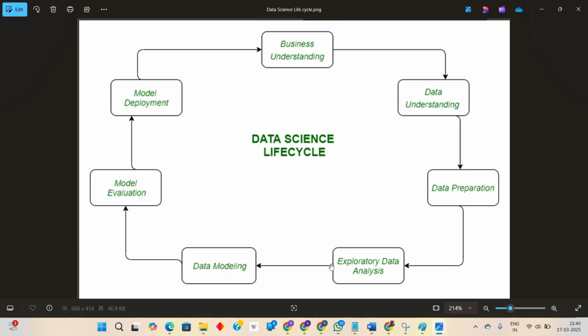So get the required data, and then do the exploratory data analysis. This is what we performed using NumPy, Pandas, Matplotlib, Seaborn. We are analyzing all the things. Okay, this is exploratory data analysis. After doing exploratory data analysis, we have to work on data modeling and model evaluation. These two steps are nothing but machine learning.